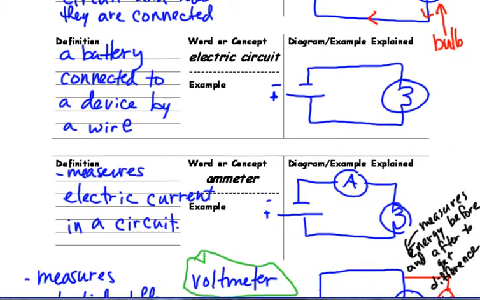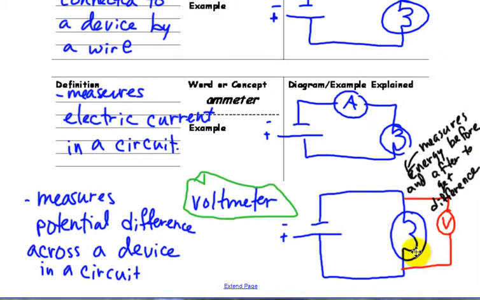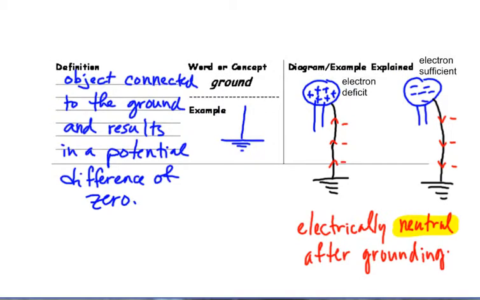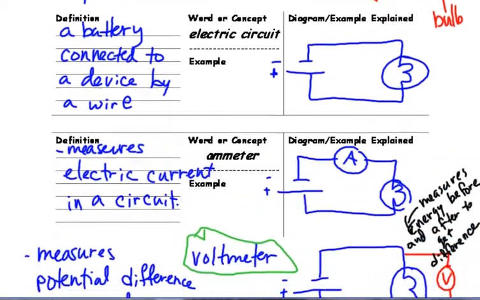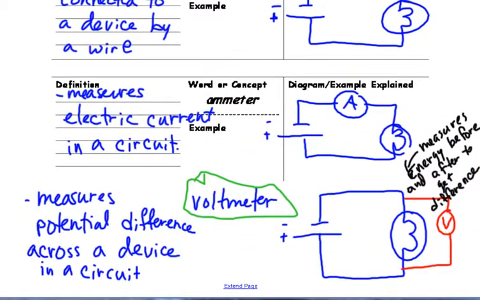And what I should have had on this list, but I didn't, so we'll just insert it here, is voltmeter. It measures the difference in potential across a device. So it measures energy before and after, and you get the difference as I noted here. Okay, so ammeter, voltmeter, just slide that in there.